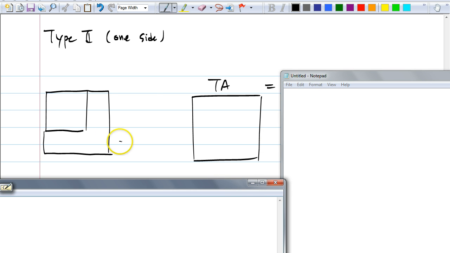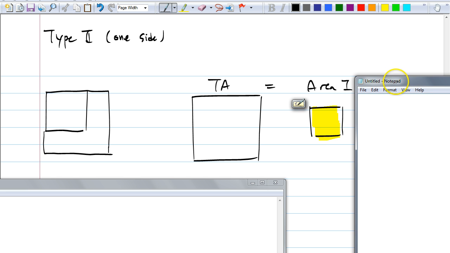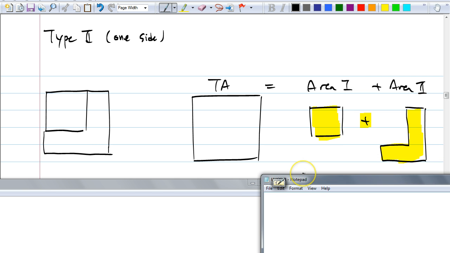The area 1, which is? What, class? Area 1 is the smaller rectangle plus what? What's area 2? That's the area that was increased or decreased by adding x or subtracting x. Does that make sense? The L shape.